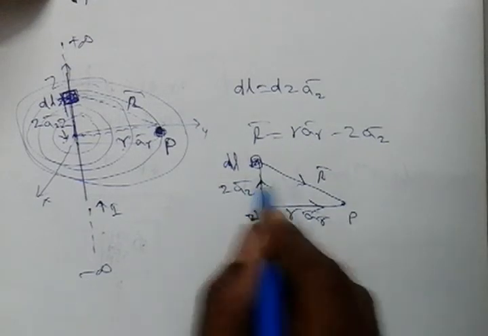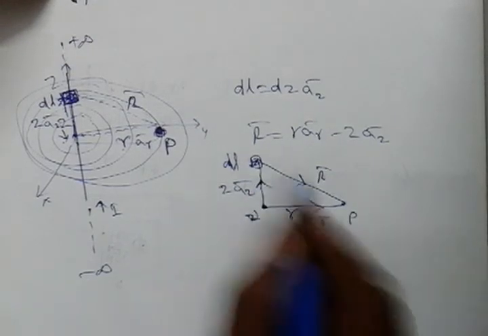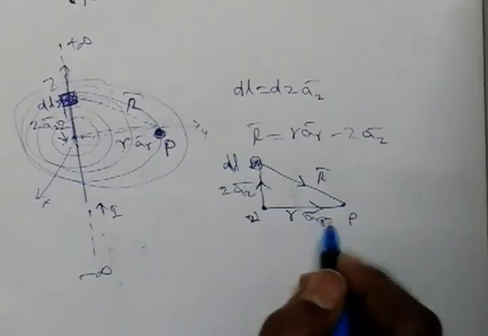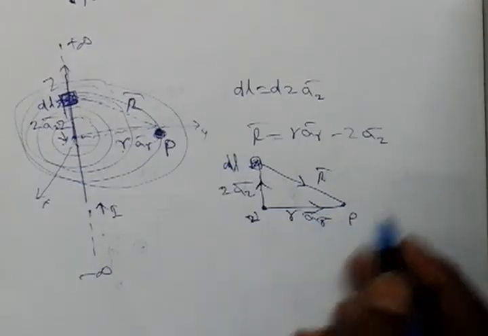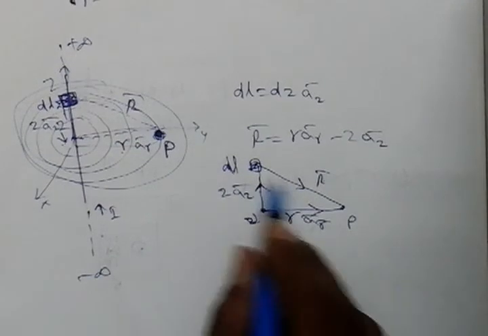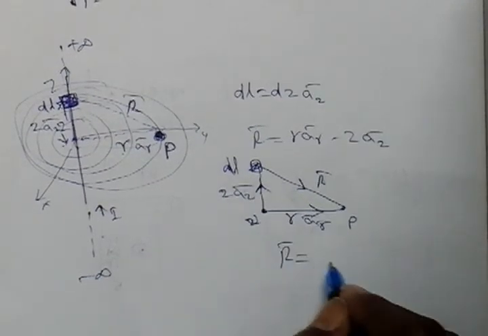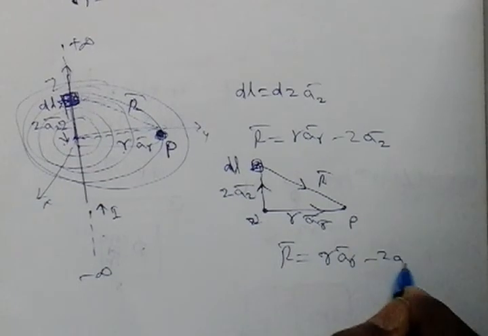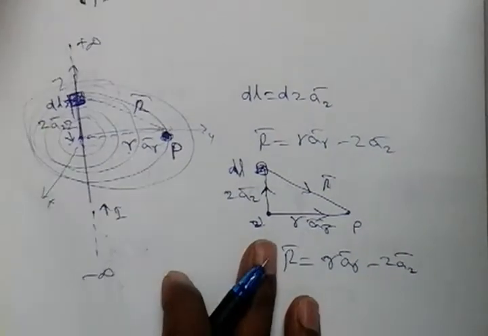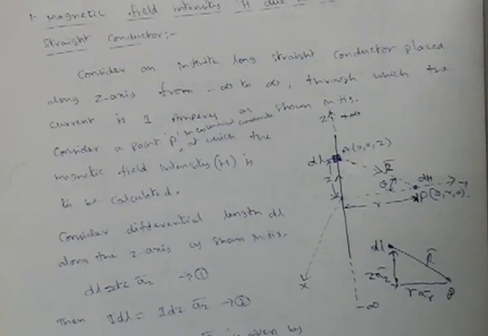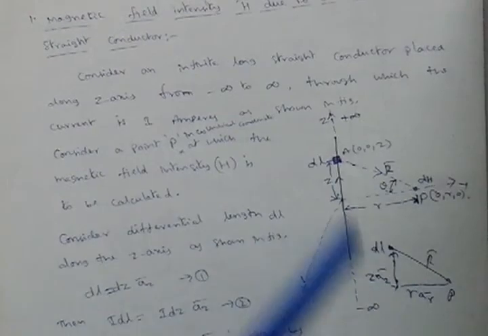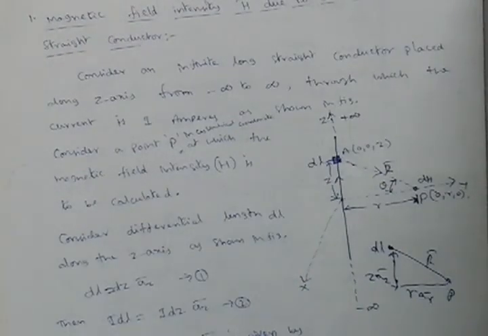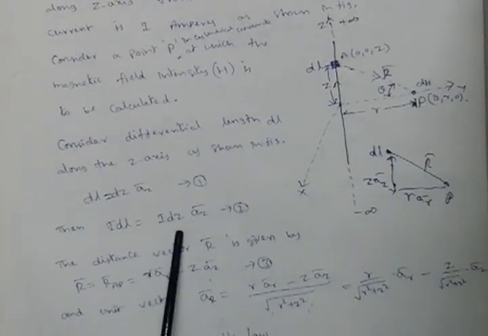If we apply KVL, that is Kirchhoff's voltage law, following the direction of the current around the loop gives the voltage equation. Here also we follow the same thing, then ultimately we get r bar equal to r a_r bar minus z a_z bar. This concept is used here for analyzing the magnetic field intensity H bar due to the infinite long straight conductor. Initially this conductor is placed along the z-axis from minus infinity to plus infinity, through which the current is I. And we know dl is equal to dz a_z bar, so I dl is equal to I dz a_z bar.